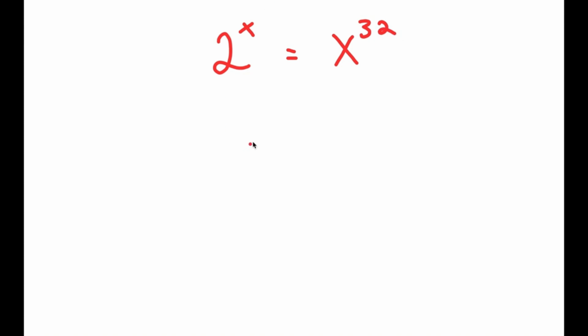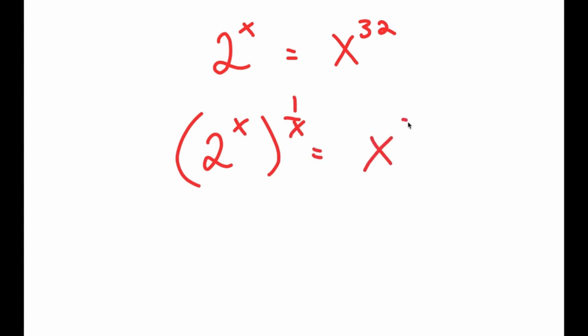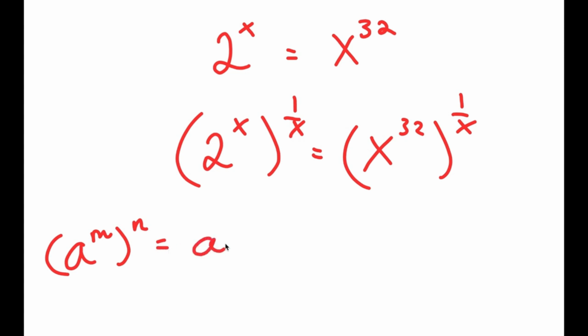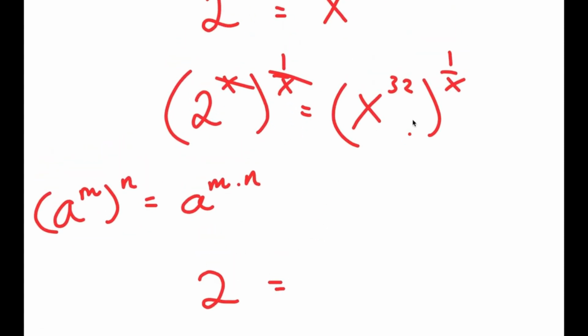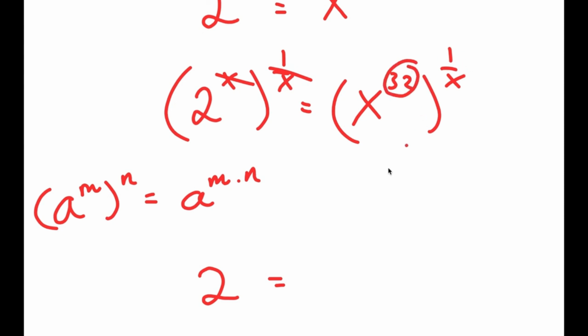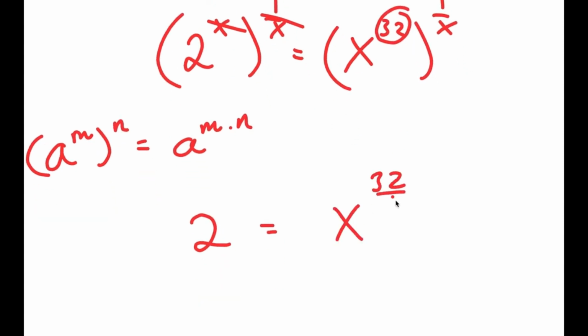So to solve this, I'm going to first start by taking the power of 1 over x on both sides. So I get 2 to the power of x, to the power of 1 over x, is equal to x to the power of 32, to the power of 1 over x. The reason I did this is because if I have something in the form a to the power of m to the power of n, this is equal to a to the power of m times n. So x and 1 over x cancel out. On my left-hand side, I just have 2. And for my right-hand side, 32 and 1 over x multiply to get 32 over x.